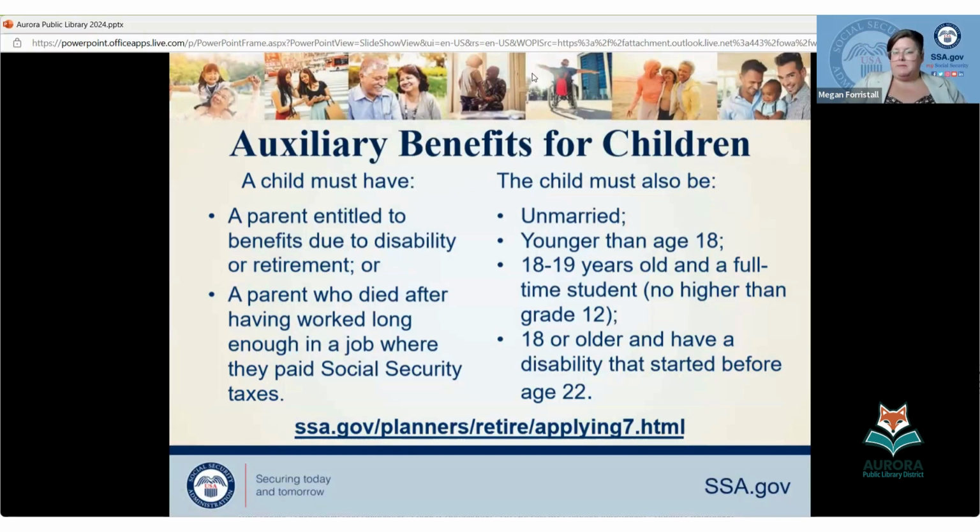And that's pretty common. A lot of kids turn 18 during their senior year of high school. We can pay till the end of the school year. Or that last category, 18 or older and having a disability that started before age 22. So we have benefits we call disabled adult child benefits that can be paid off a parent's record.